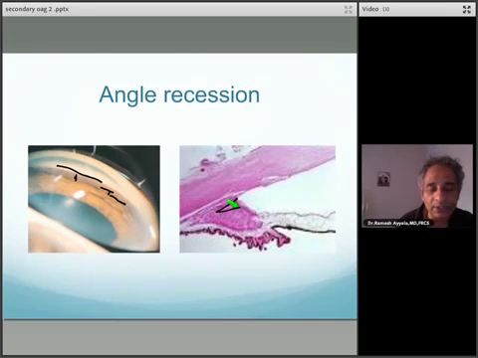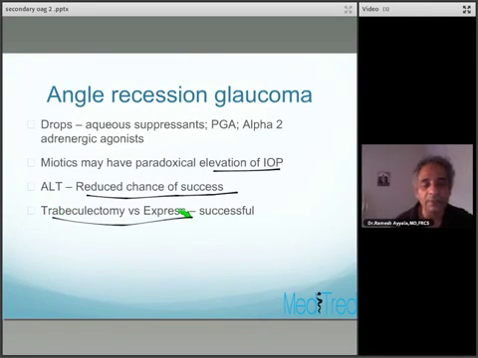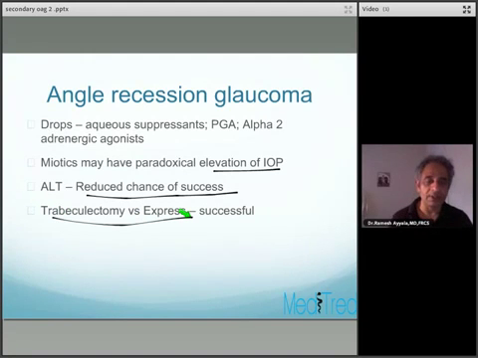So how do you manage patients with angle recession glaucoma? Usually, you start off with the glaucoma medications or drops: aqueous suppressants, prostaglandin analogs, alpha-2 adrenergic agents. They all work in this situation. Miotics may have a paradoxical elevation of the intraocular pressure, something for you to remember. ALT, again, in this situation does not work very well, and so it should be avoided. Trabeculectomy with the help of mitomycin C has a good success rate in this patient population, and can be tried when the glaucoma medications themselves don't work.